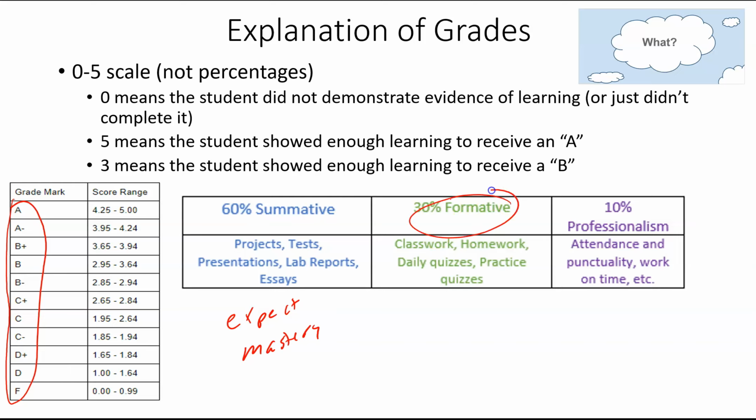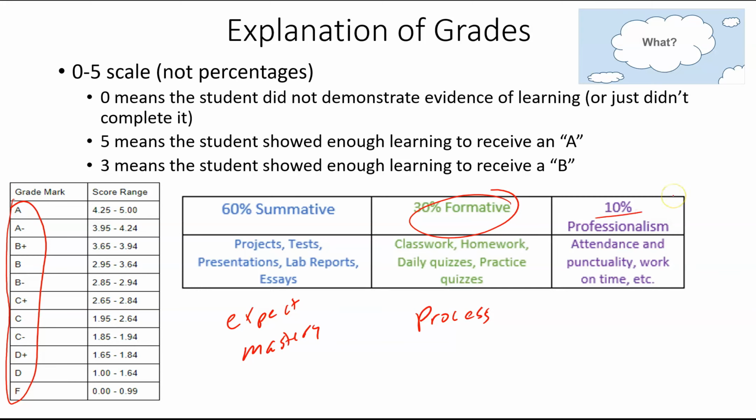Now, our formative category is maybe what you would consider the process side of things. So the classwork, the discussions, the labs, etc., that we have students do and complete to help them learn. We do think that process is important, and so 30% of their overall grade is based on the completion and participation in those processes.